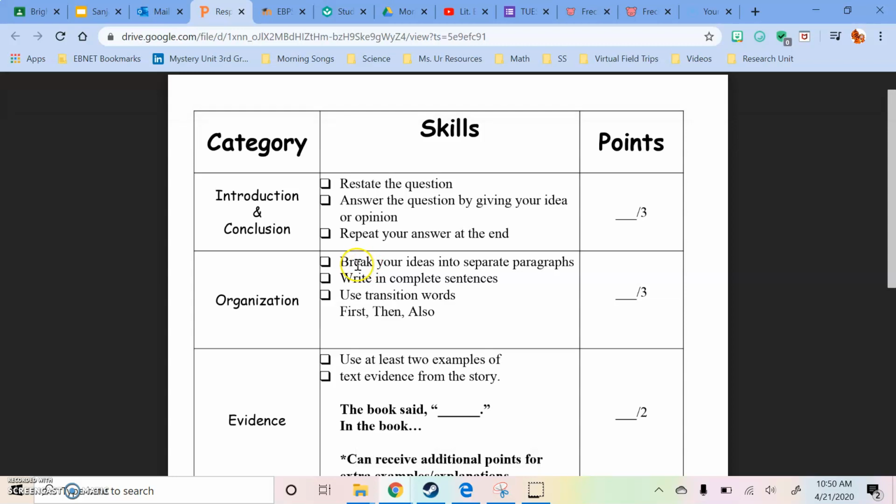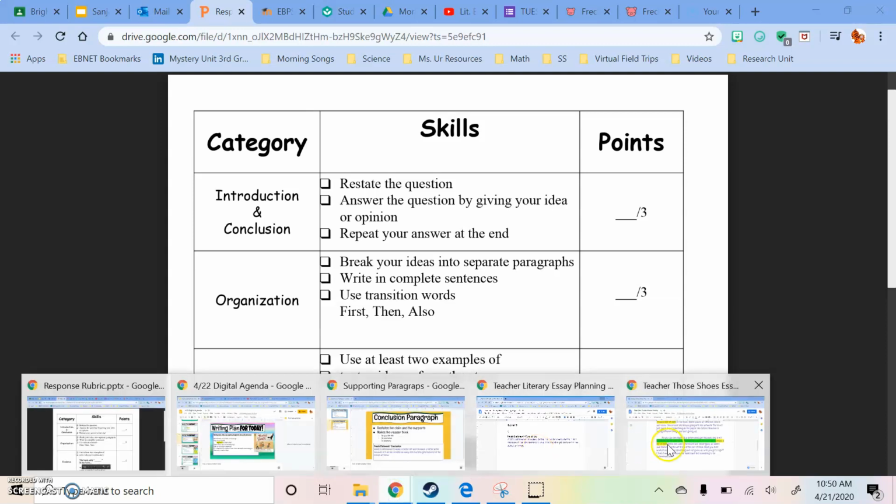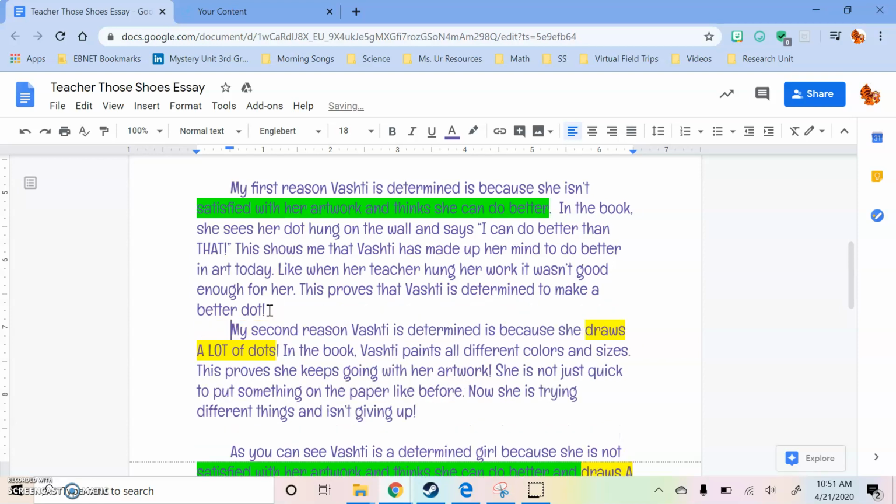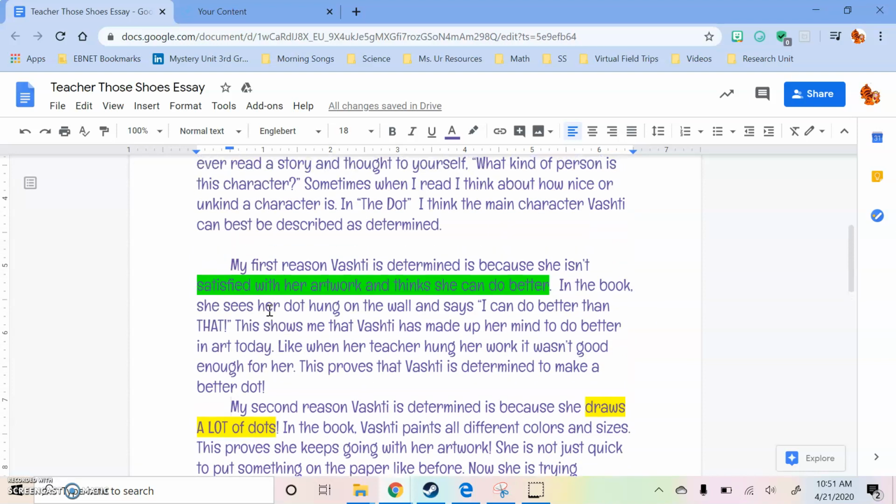All right. Breaking your ideas into separate paragraphs. Oh, so I saw that Mrs. Traverson has two reasons here. This is an awesome paragraph, but I think what we can do, because there's so much great information and we have two reasons, we can break that into a second paragraph. I think that looks even better.